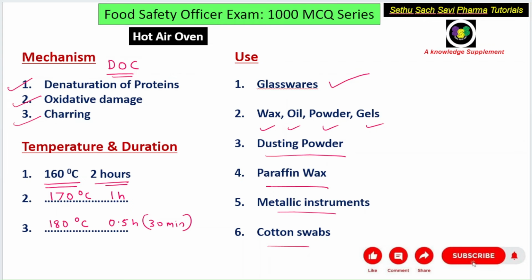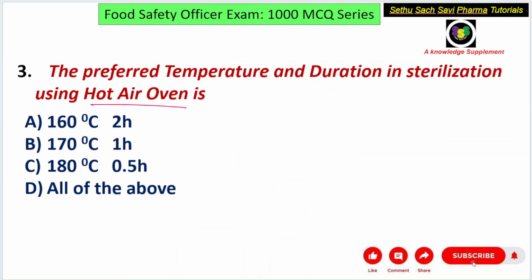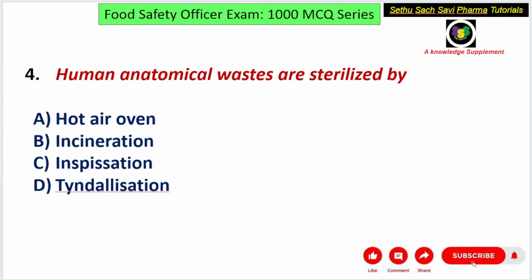Okay. Now we'll move to the question, the preferred temperature and duration. I told you the normal temperature and duration is 160 degrees for 2 hours. Also, if you increase the temperature, you can reduce the time. So all these are correct. So the correct answer for this question is all of the above. Okay. Now let's move on to the next question.